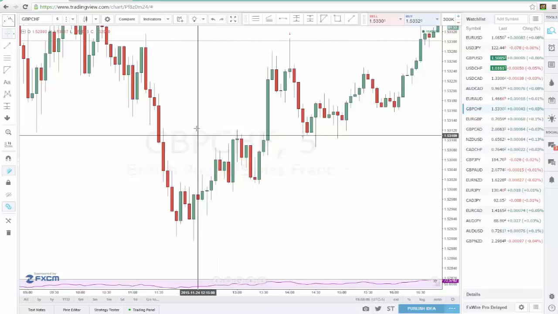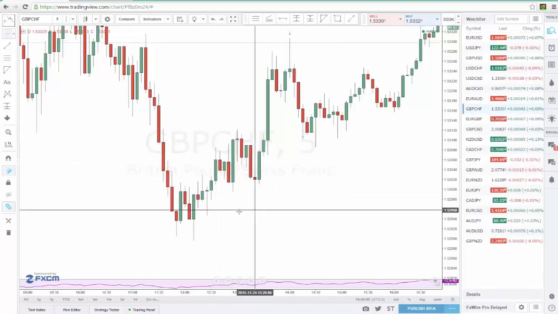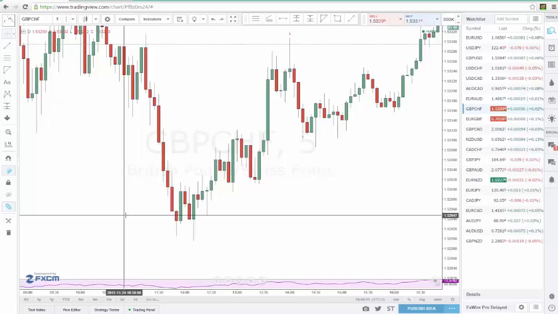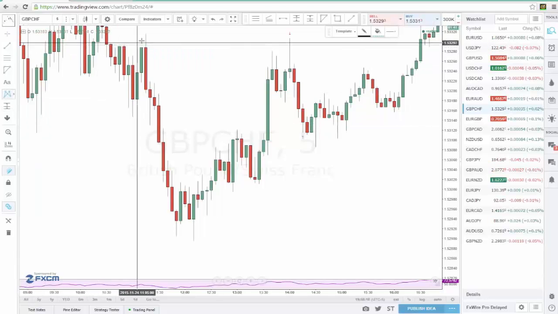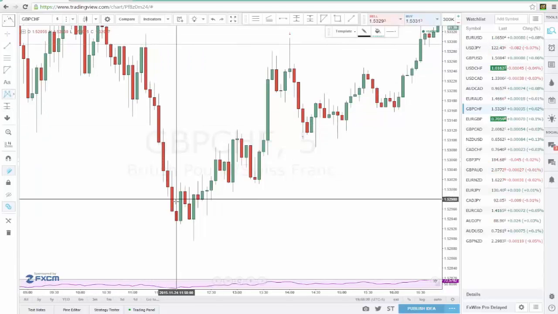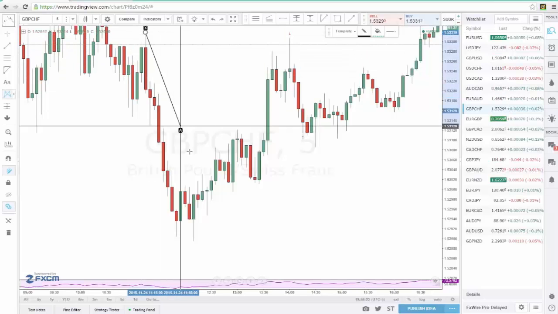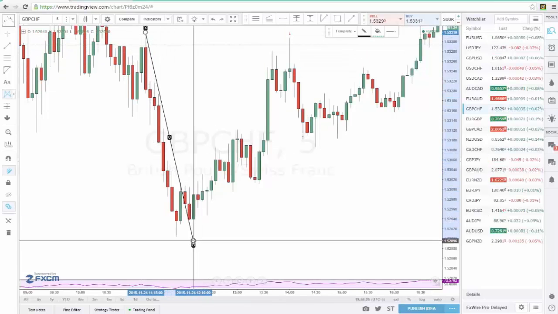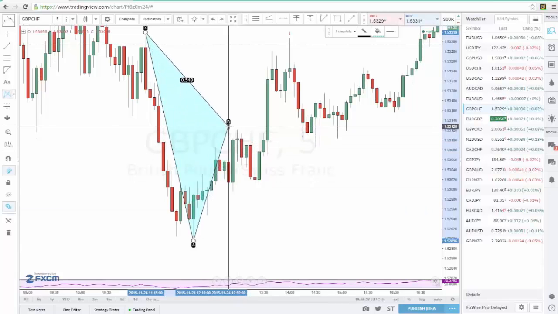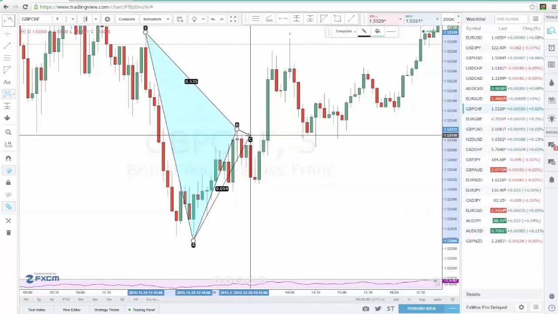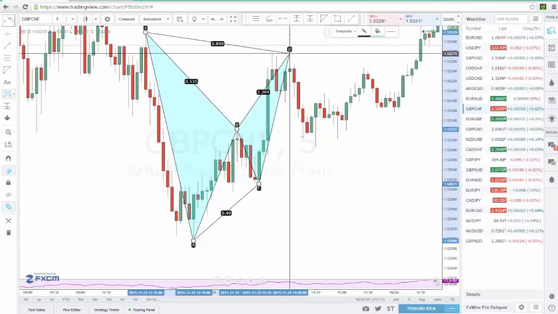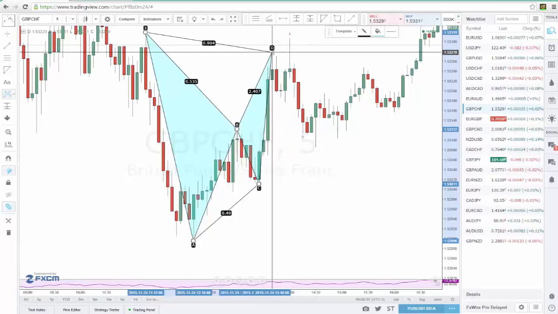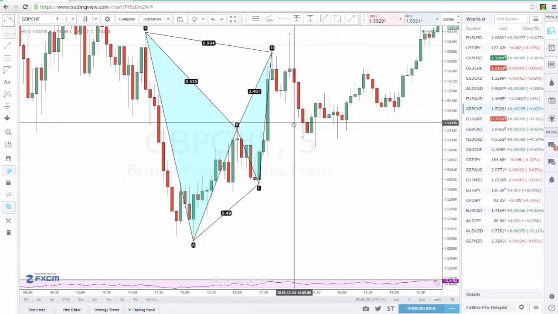Here on the pound Swiss, we have a very good example of a bat pattern, and I'll give you a second to see if you can spot it. See it yet? This pattern's coming in from this impulse leg here, X down to A, up to B, 50% retracement, B to C, at least a 382, and CD completion up at the 886.